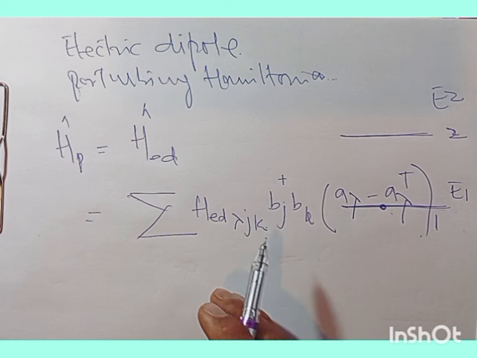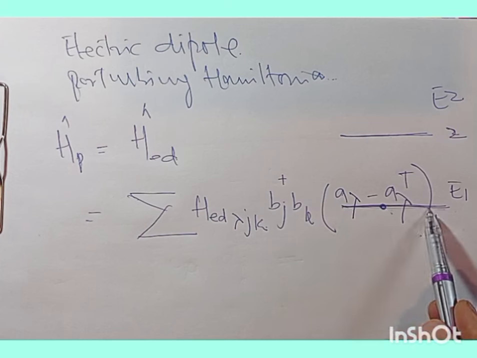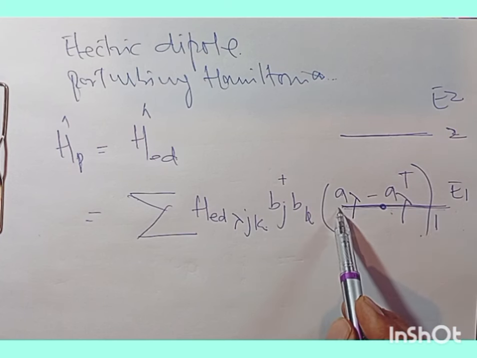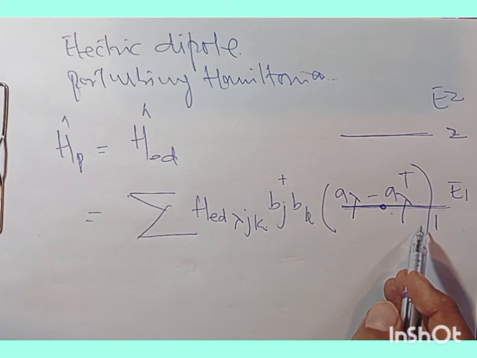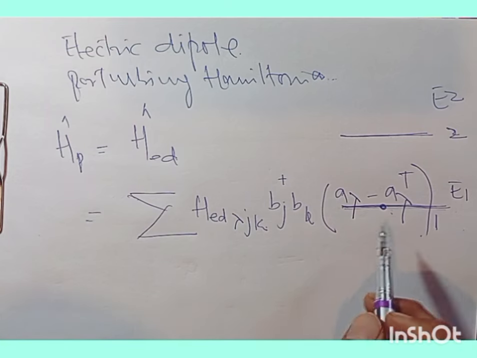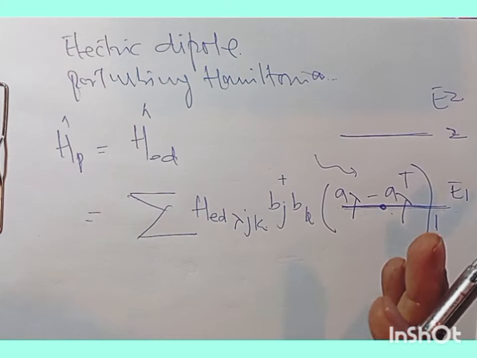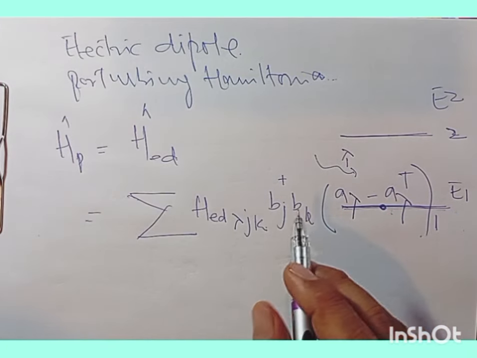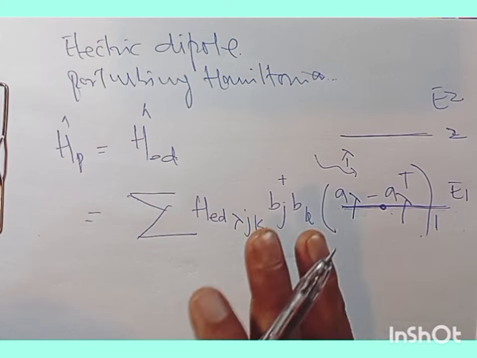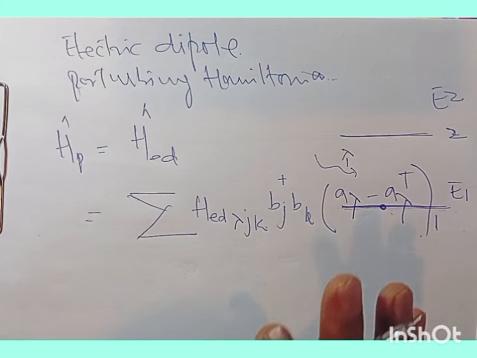So what we assume here is that the electron is in state one, which is the lower state. There is only one photon mode, and let me name that lambda one. There are no other photons in any other modes.